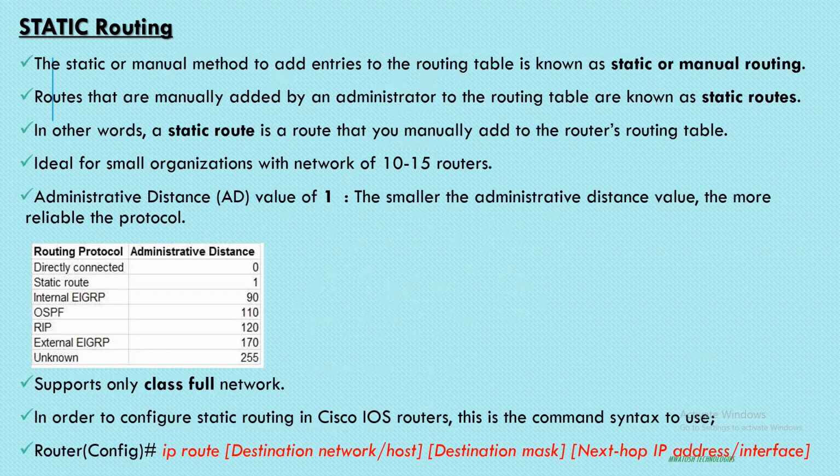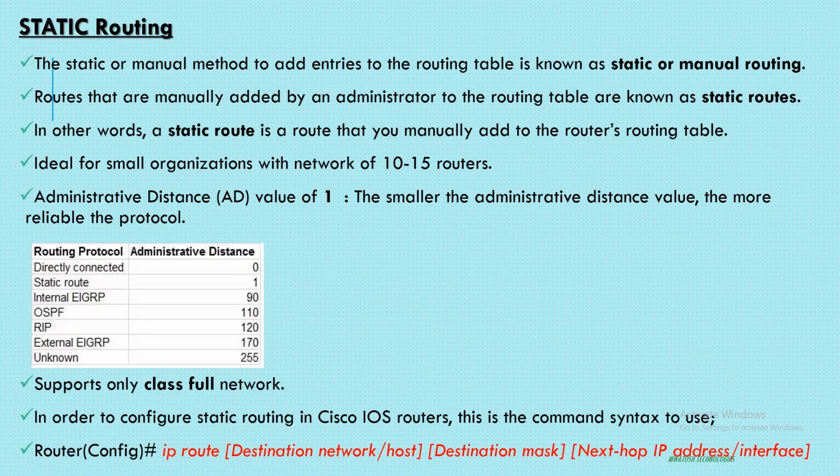Static routes are ideal for small organizations with a network of around 10 to 15 routers, because as you know, we are doing it manually for each and every router, and we do the reverse of the configuration. So imagine you are in an organization with 100 or 50 routers. It would be impractical to do the configuration on each and every one.